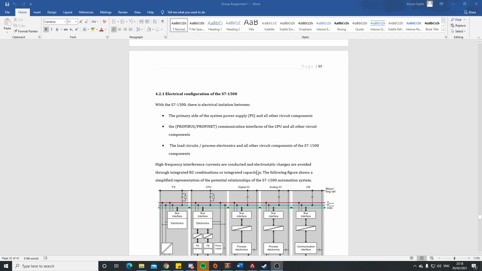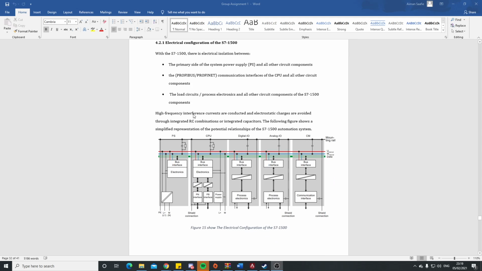For the electrical configuration of the S7-1500, there is electrical isolation between the primary side of the system power supply and all other circuit components, the Profibus and Profinet communication interface of the CPU and all other circuit components, and lastly the load circuit or process electronics and all other circuit components of the S7-1500. High frequency interference currents are conducted and electrostatic charges are avoided through an integrated RC combination or integrated capacitor. The following figure represents the potential relationship of the S7-1500 automation system.